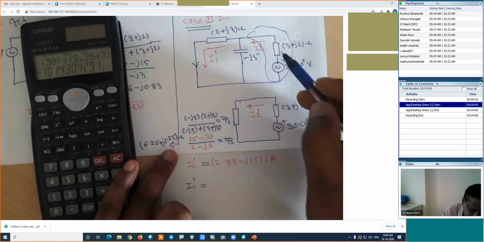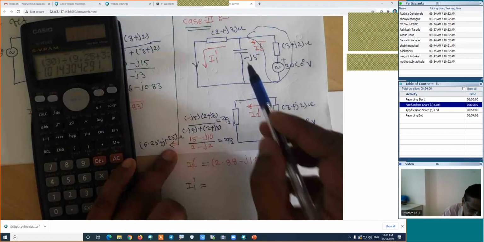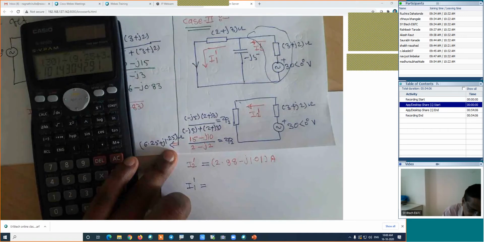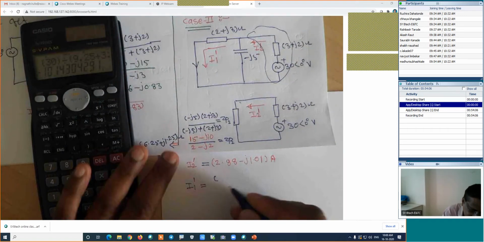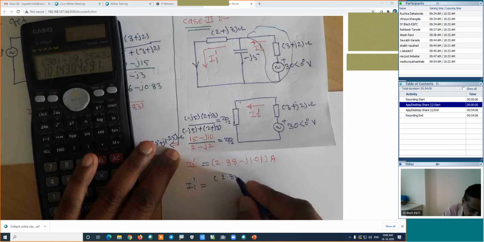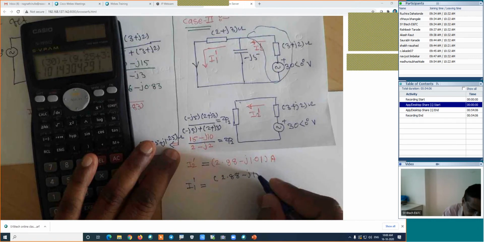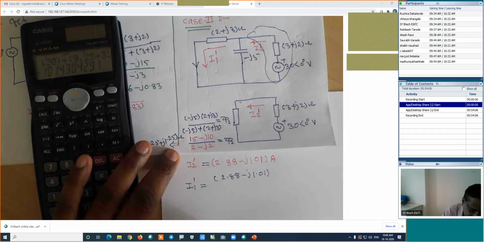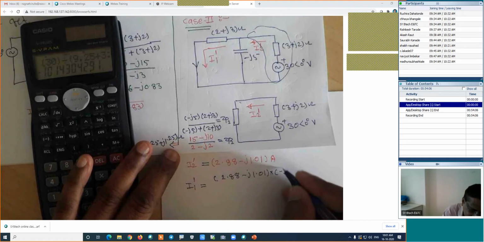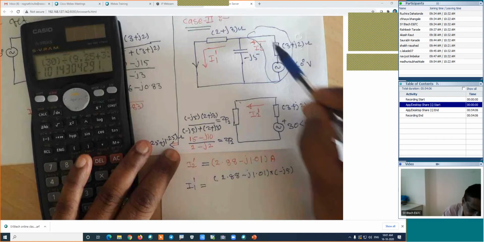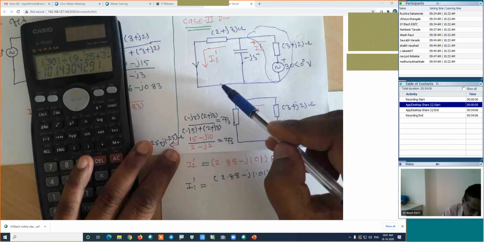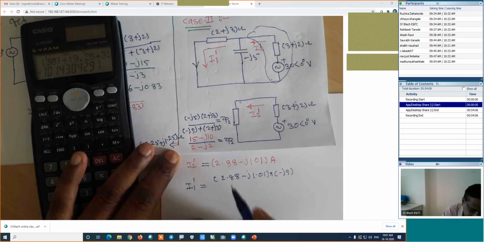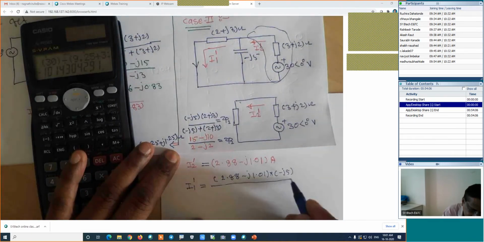Its current is already known, into impedance of the opposite branch, divided by impedance of both branches. These are the two remaining branches. Here the equation will be the total current, which is 2.88 minus j1.01, into the impedance of the opposite branch, which is minus j5, because in this branch we know the current. In this branch we are interested in the calculation of current.